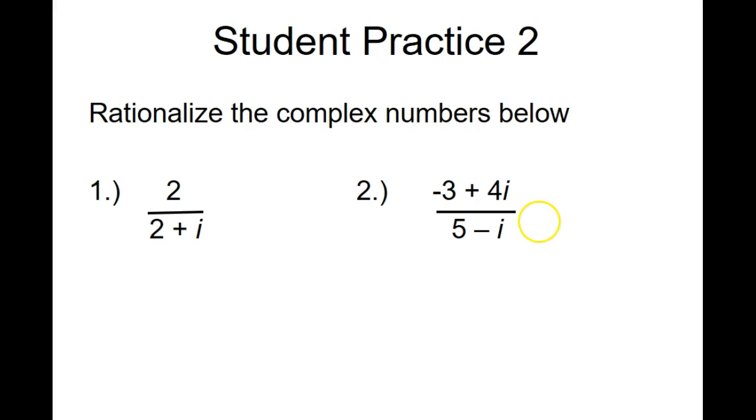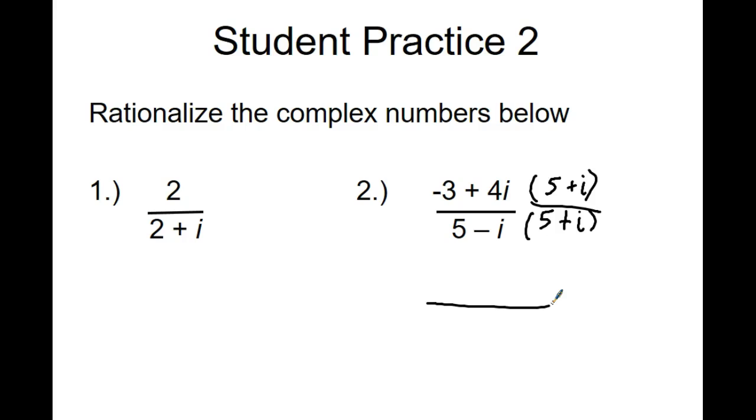Multiply 5 plus i. Good. Now I'm seeing a couple of you guys, as I come around, not changing the sign. Make sure you are doing the opposite sign when you do this. So that is correct. Okay, so now the bottom is pretty good.